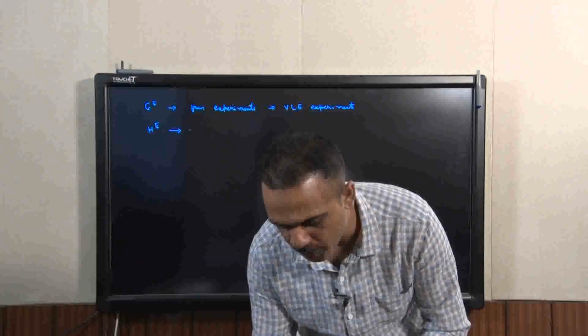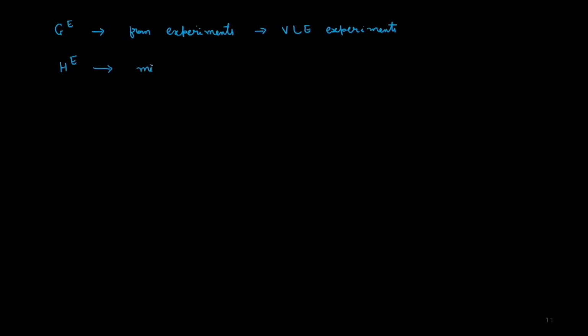So HE is usually obtained from mixing experiments. Once we have GE and HE, we can readily calculate SE from the relation GE is HE minus TSE. So we have GE and HE, so we can calculate SE, the excess entropy. This is the usual route that is followed to get the excess properties.